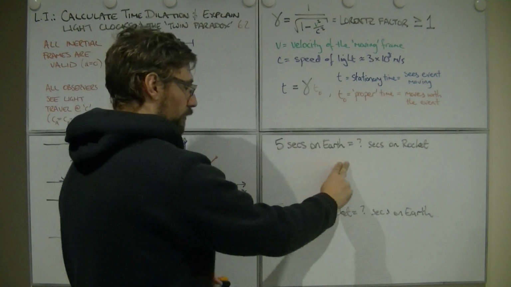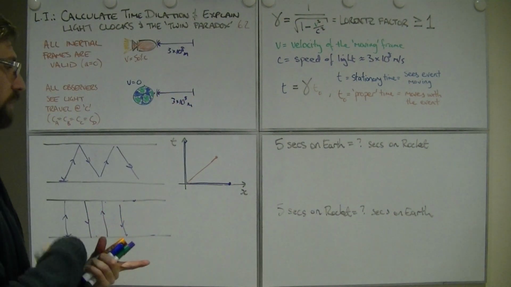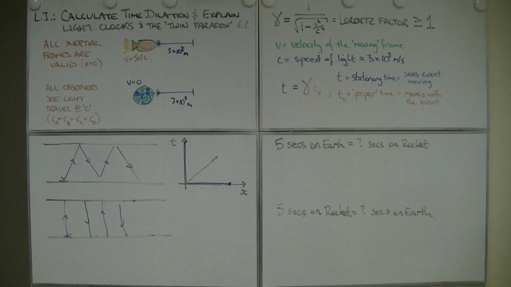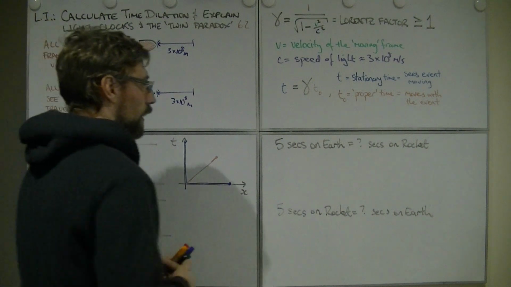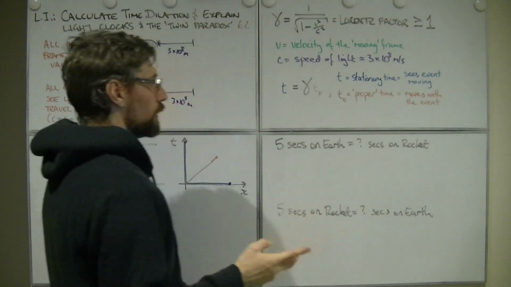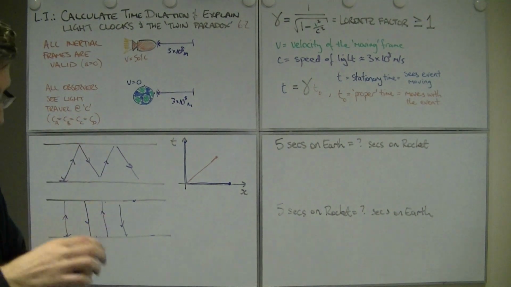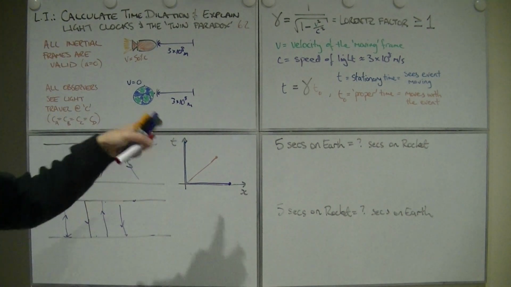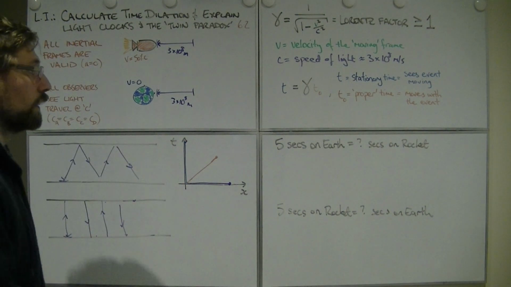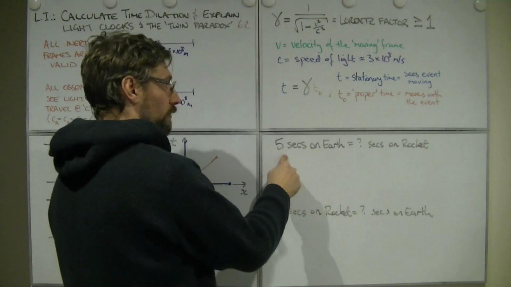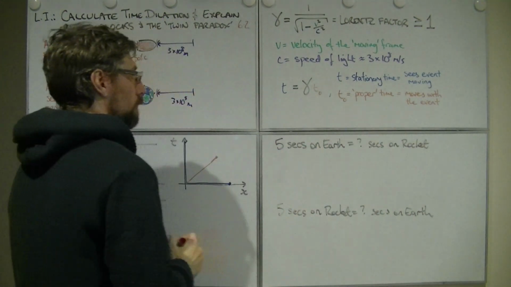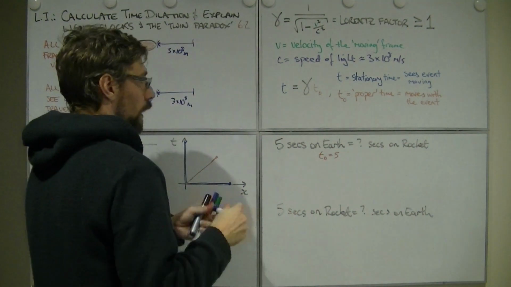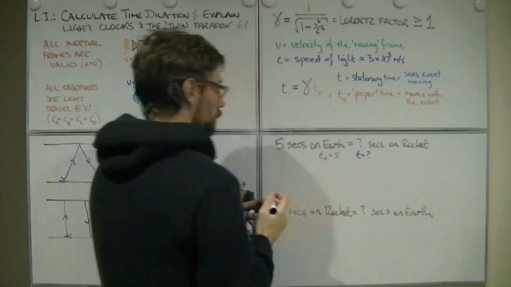Let's say we've got 5 seconds on Earth. So a clock on Earth registers 5 seconds. How much time goes past on the rocket? Okay, so the first thing we have to realize is, which one are we considering the proper time? Well, if I'm on Earth and I'm pointing at the clock that's ticking off 5 seconds, the clock must be on Earth. So I'm on Earth, I'm pointing at this thing, it's not moving, so Earth counts as the proper time. So T0 equals 5, and we want T.